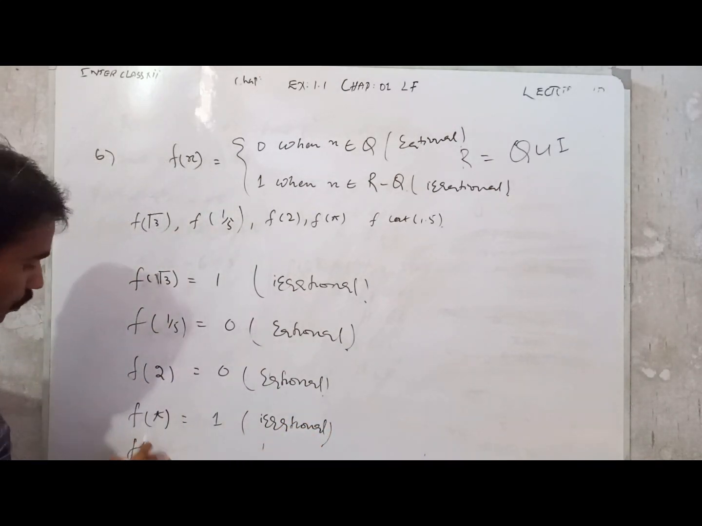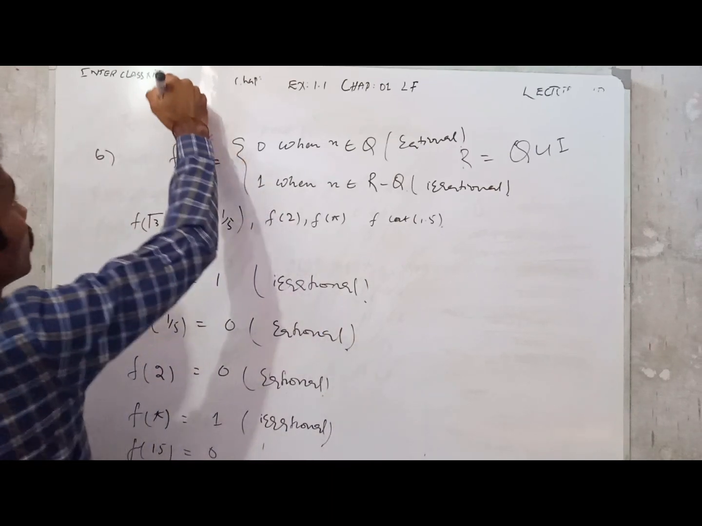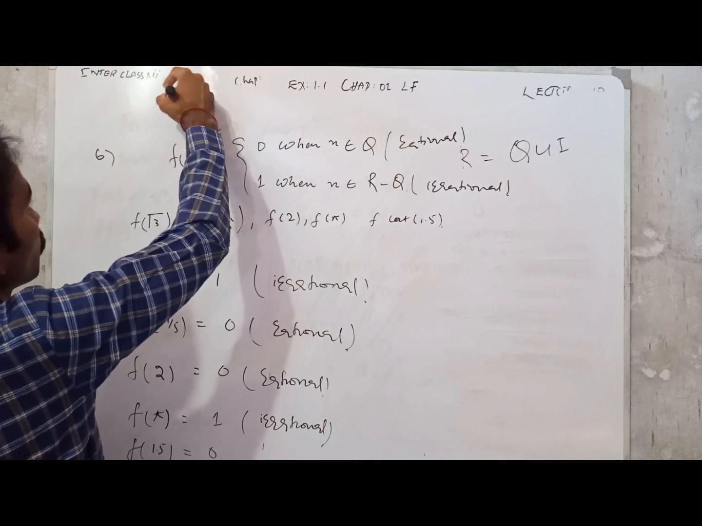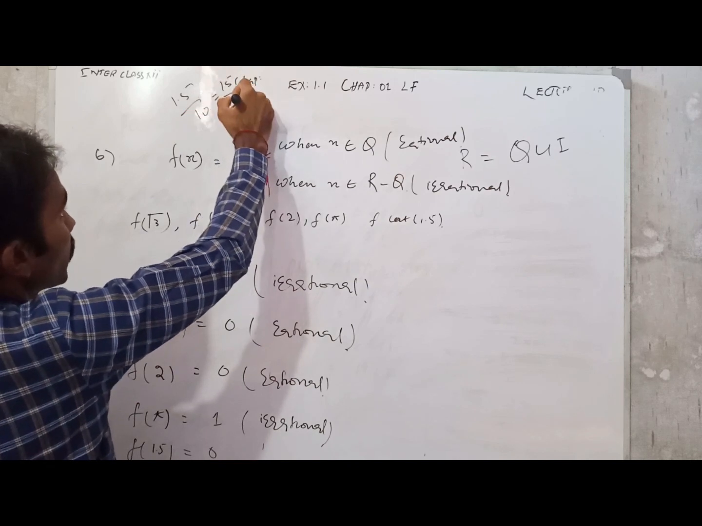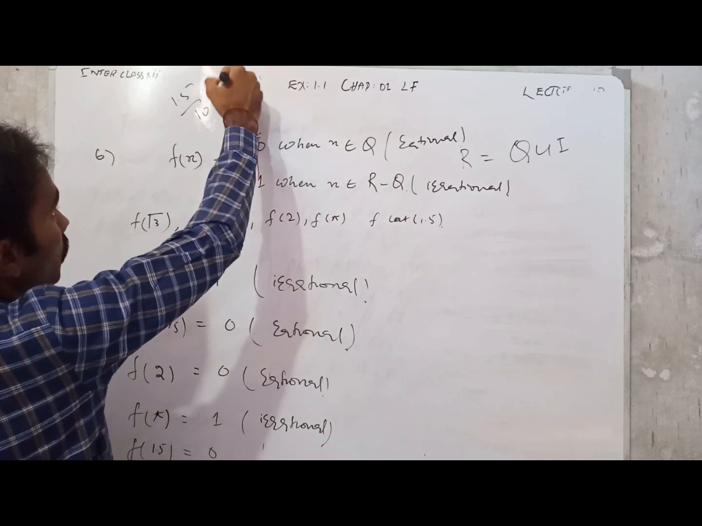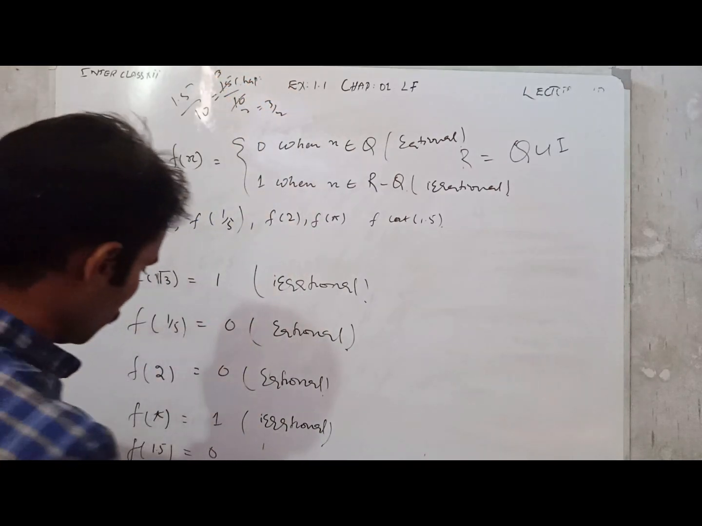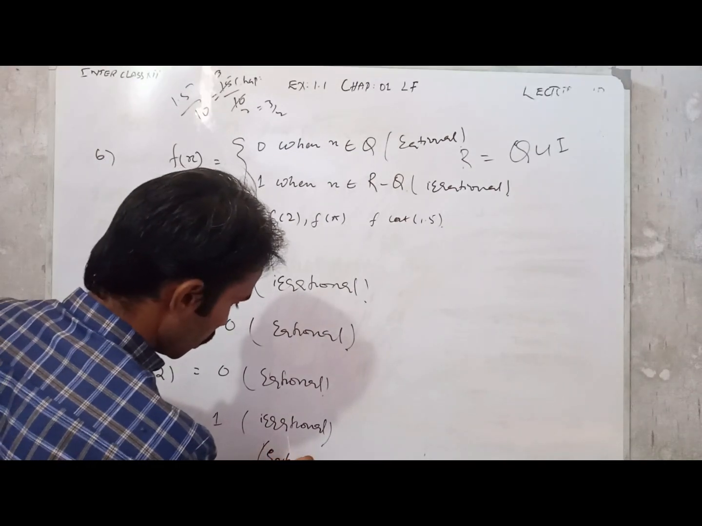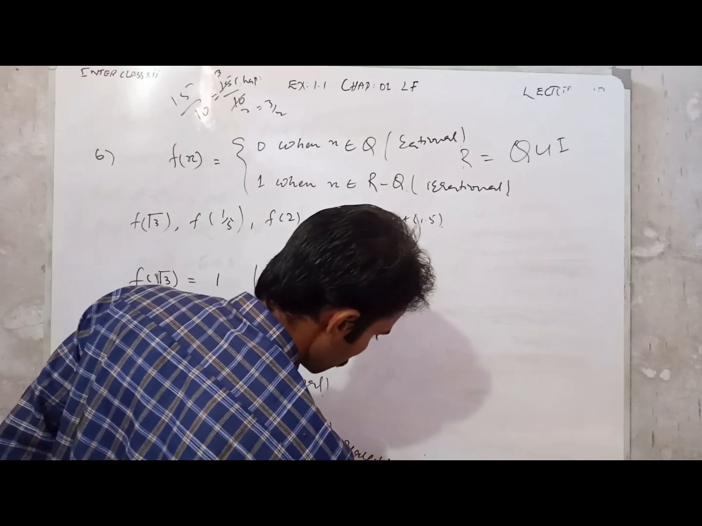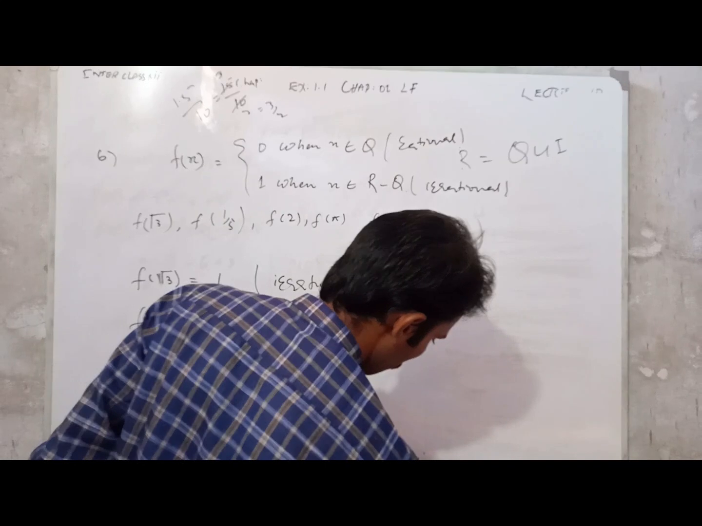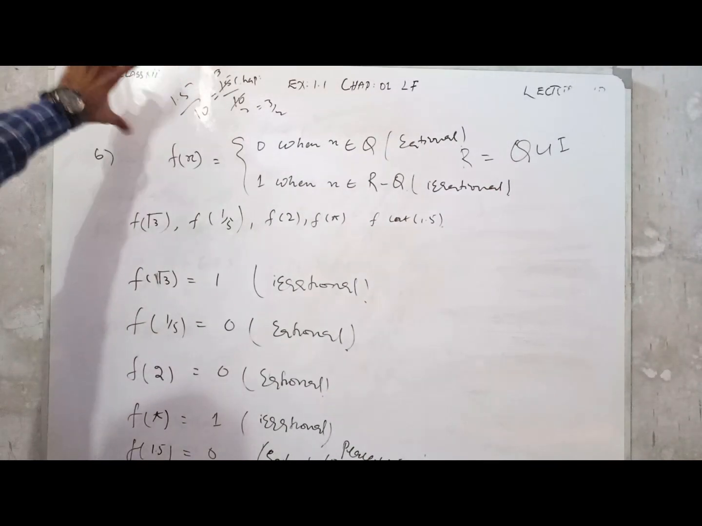And later on we put 1.5, it would be 0, because 1.5 is equal to 15 divided by 10, which is 3 divided by 2, a rational number. So it's rational, and we also call it a piecewise function. The piecewise function we will discuss in a coming lecture. This is the piecewise function. So this is all about question number 6.